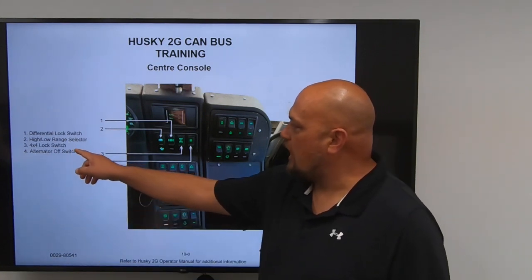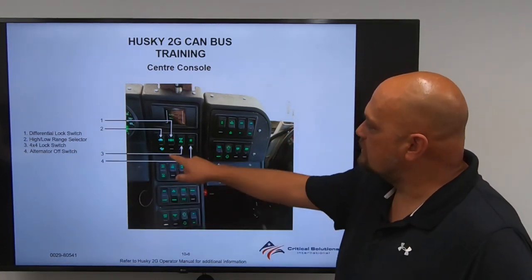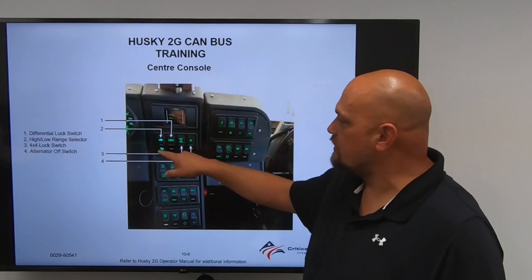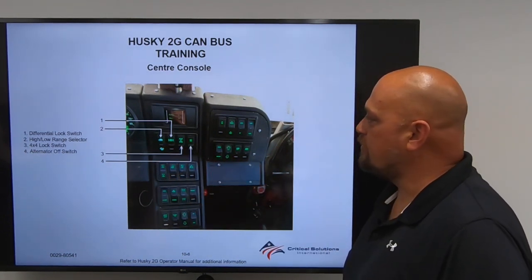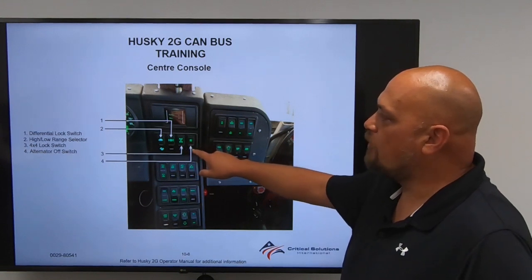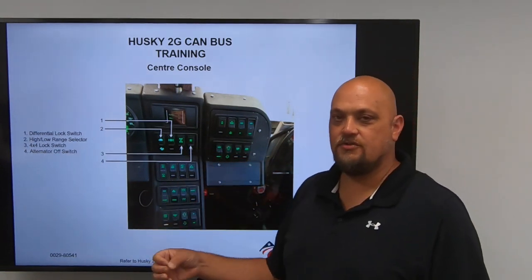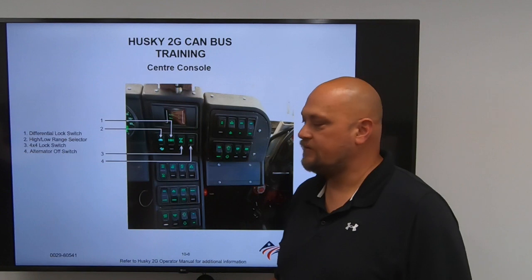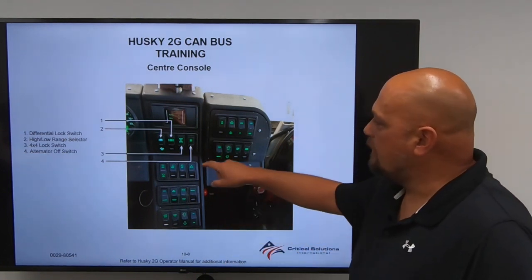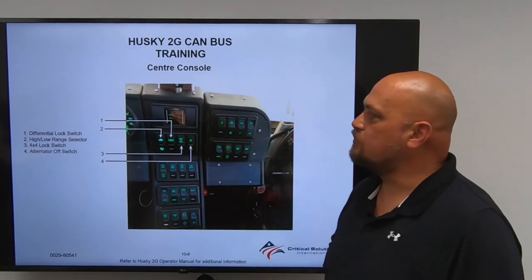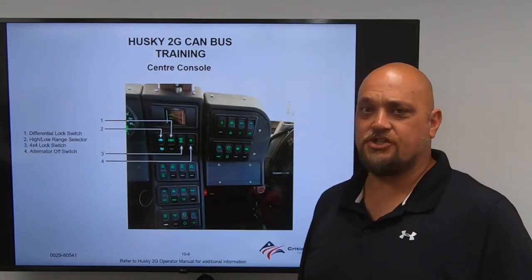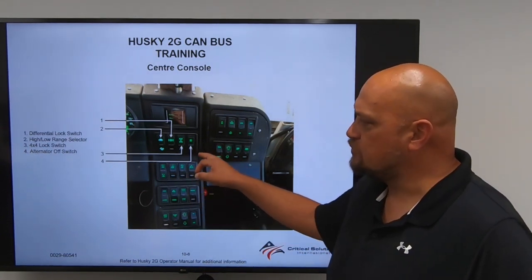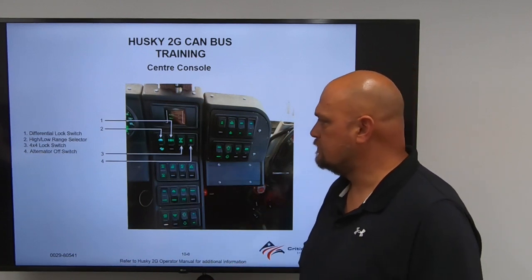Item number 2 is our high low range selector. It is the first switch indicated with a tortoise and a rabbit. Item number 3 is our 4x4 lock switch. This is to engage your Husky in 4-wheel drive. Item number 4 is your alternator cutoff switch. When operating with your in pinpoint during detection, you will have to operate this switch in the off position.